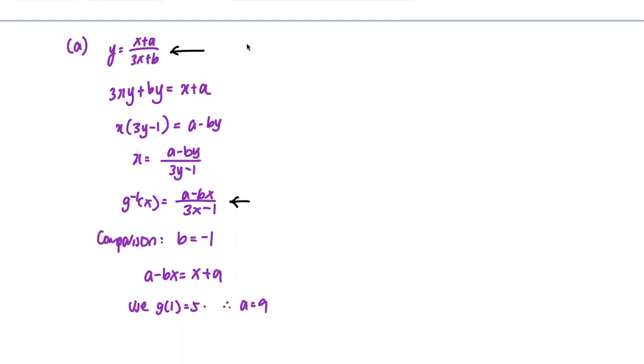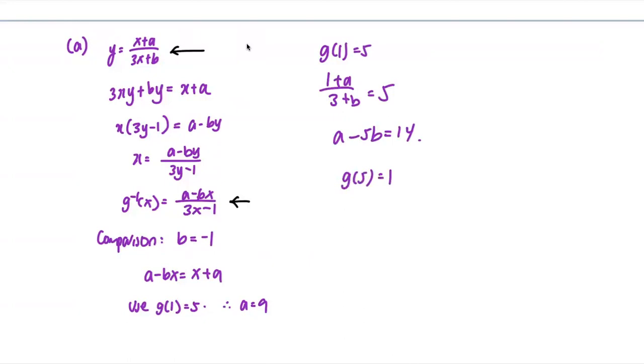Another possible way as well is to substitute. We know that g(1) equals 5. We can substitute it in. We can see that (1 plus a) over (3 plus b) equals 5. a minus 5b equals 14. We know that this is a self-inverse function as well. So it means g(5) also equals 1. You can repeat the process. (5 plus a) over (15 plus b) equals 1. a minus b is 10. Simultaneous equations, this and this. This is another possible way.